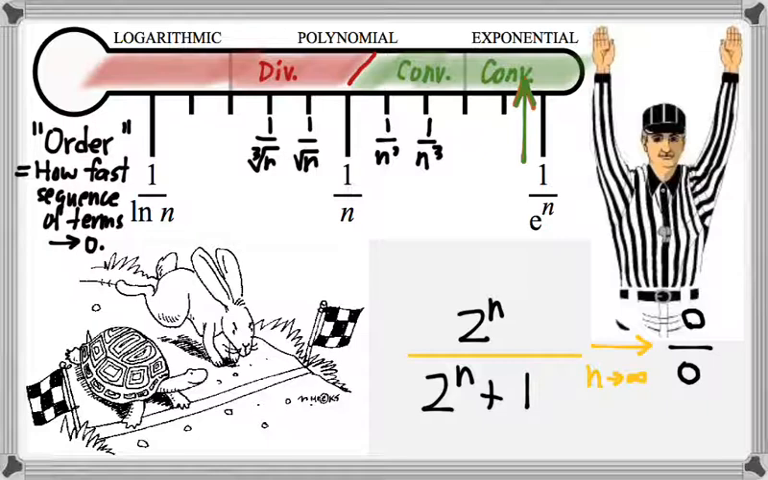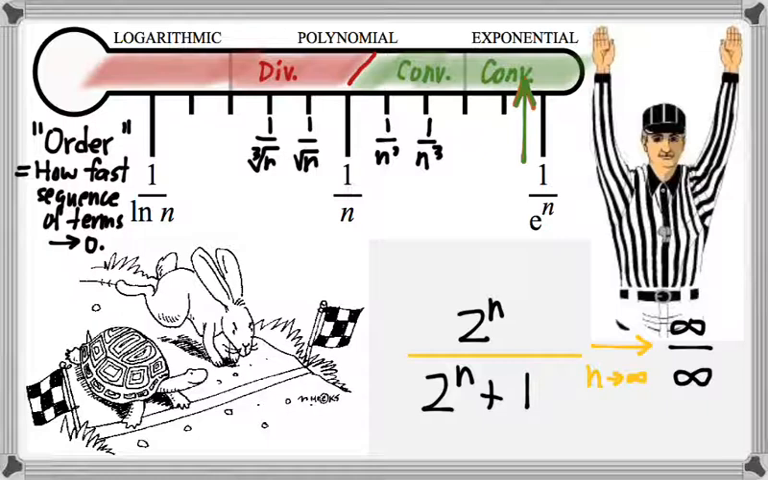Now, instead of 0 over 0, I have an indeterminate form, infinity over infinity, as n goes to infinity. But again, we still don't know what the value of this limit is. So what does L'Hopital's rule tell us to do for this indeterminate form? Take the derivative on the top and the bottom.